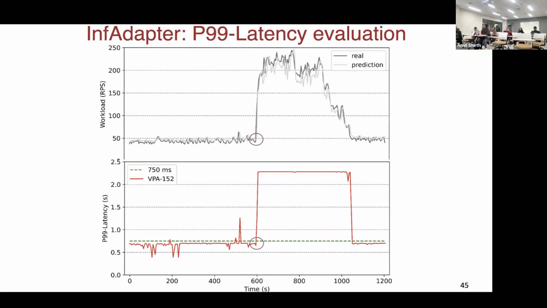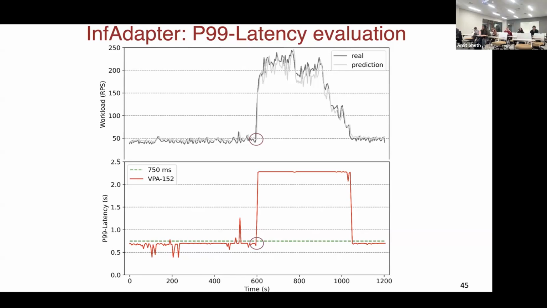Let's see. This is the workload. This is the P99 latency, okay? And we compare our result with some existing autoscaler solution. VPA is an autoscaler used in many systems. I know that resource allocation in data centers is controlled by the VPA autoscaler, so it is also very relevant. It's not a trivial system.